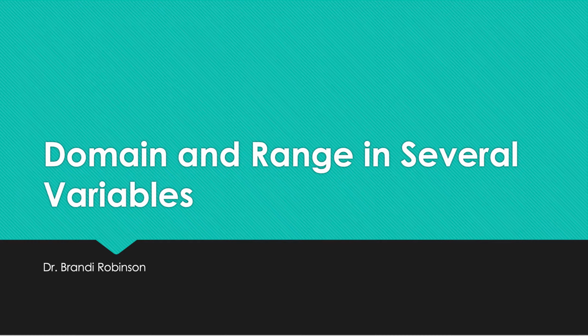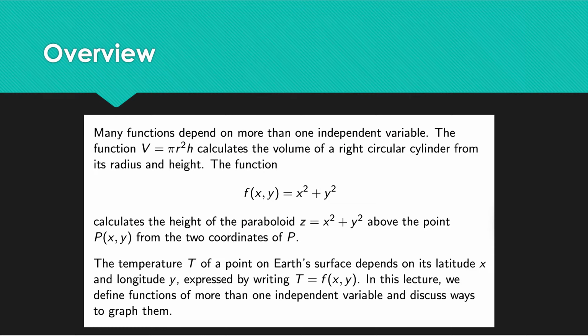So first we're going to take a look at domain and range and several variables. And why do we need several variables? Well, the short answer is that life is complex, and typically once we're out of the basic word problems, there's more than one variable in a situation.